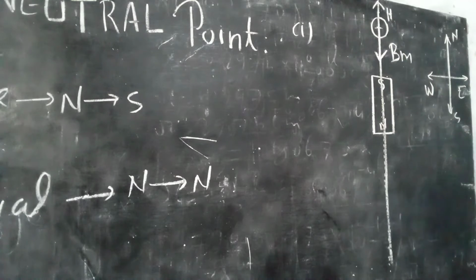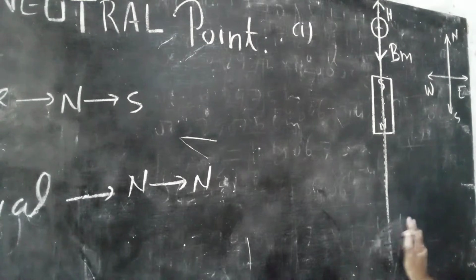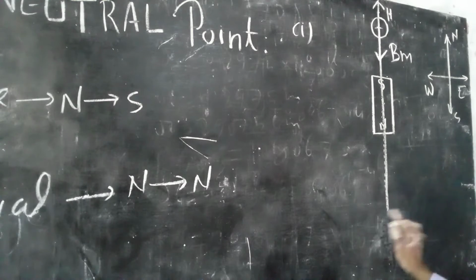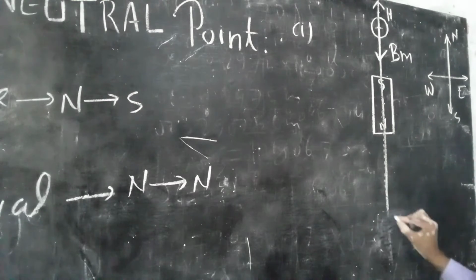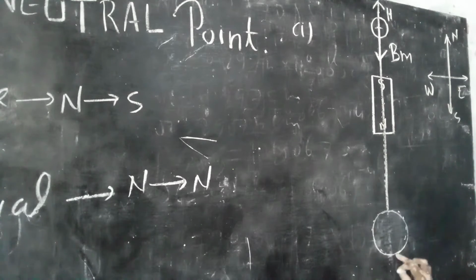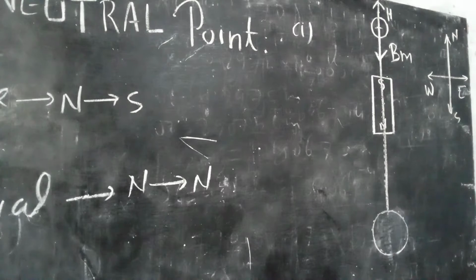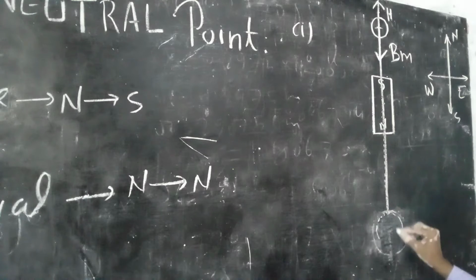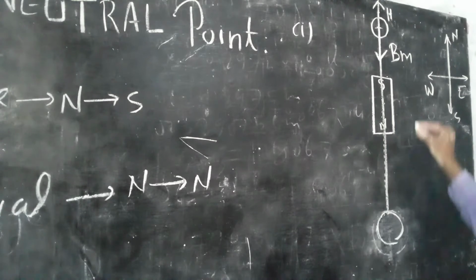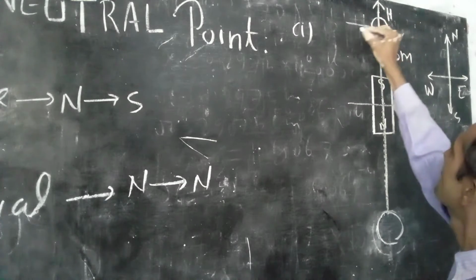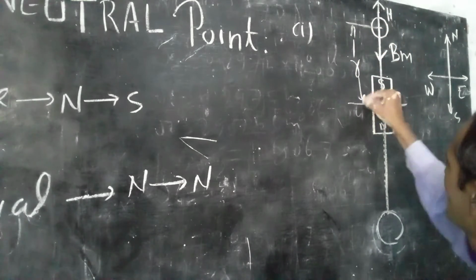When you place a compass needle, it stays in any direction because there is no field produced by the bar magnet or by the Earth, so no torque effect on it, and it can stay in any direction. So this point is the neutral point. Okay. Let the distance of the neutral point from the magnet be r.